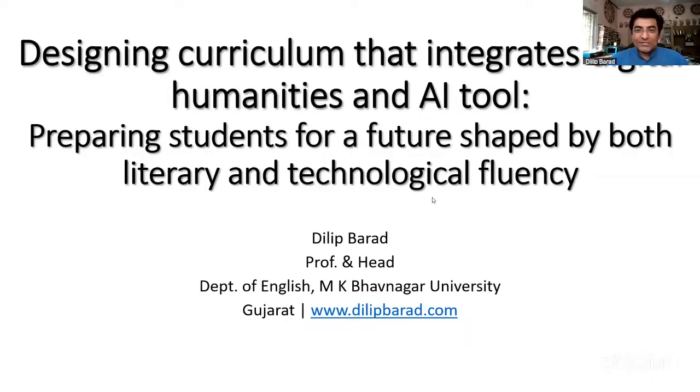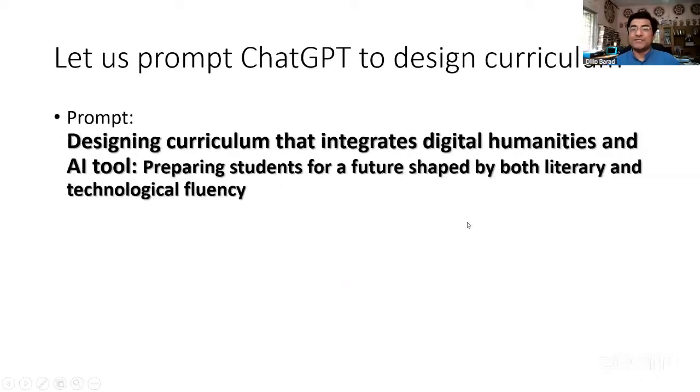Okay? So my first activity prompt is directly this one: let us ask ChatGPT to design a curriculum. The prompt is: design a curriculum that integrates digital humanities and AI tools, preparing students for a future shaped by both literary and technological fluency.